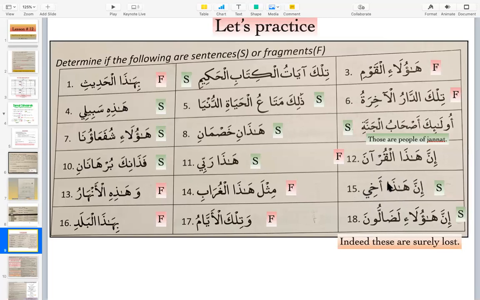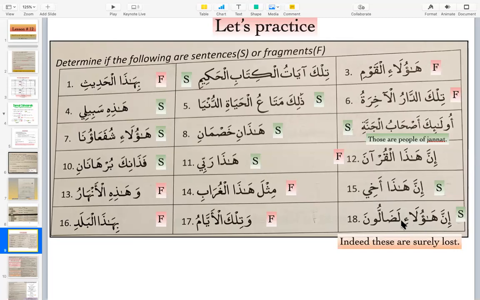And what should be the status of this haza? Nasab, because inna came. What is the status of this haza? Nasab, because inna came. Now, inna haulai ladalun. So again, inna is our harfu nasab. Haulai is our ism of inna. So this is nasab in status.